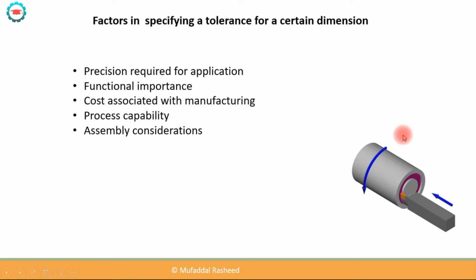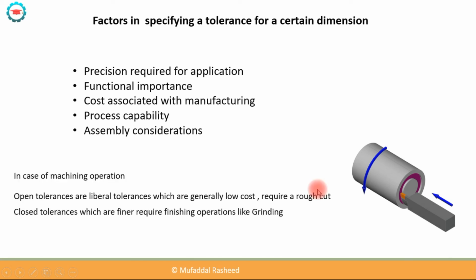And finally, assembly considerations. To make sure that assembly takes place between two parts, the locational tolerances, the orientational tolerances, and the size tolerances have to be accounted for before specifying the tolerance for the mating feature dimension. For example, in machining operations, open tolerances, the liberal tolerances, are generally low cost and require a rough cut, like rough turning or rough facing. Close tolerances, or small tolerance bands, which are finer, require finishing operations like grinding, super finishing, and lapping, which have very small tolerance bands.